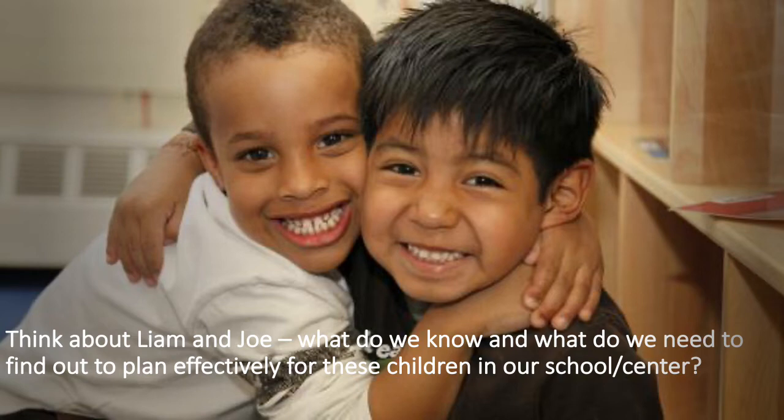So when we start thinking about how we plan and how we assess, I want you to start with the child. So look at these two gorgeous smiles. We've got Liam and Joe. What do we know about these two little people, and what do we need to find out to effectively plan for them in our school and our centre?